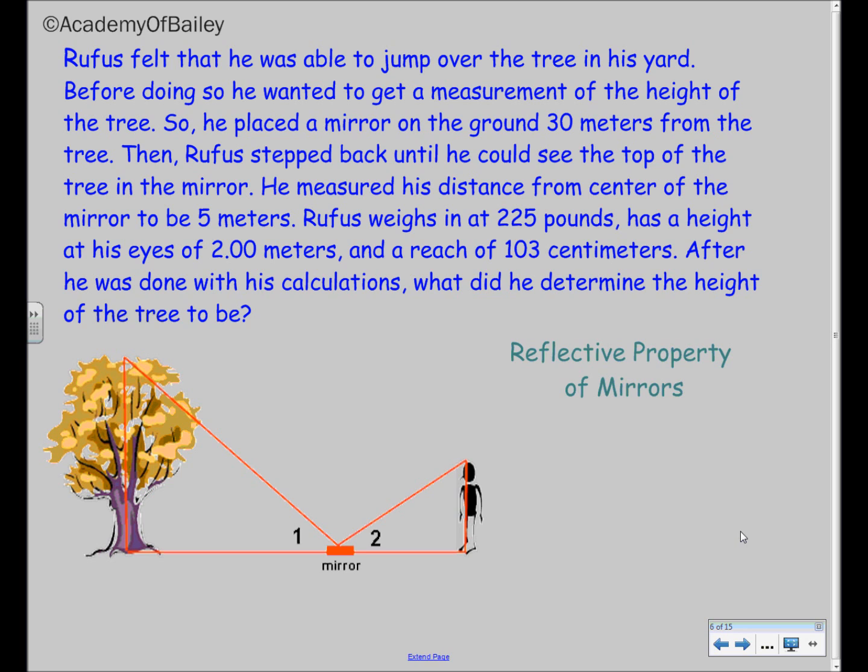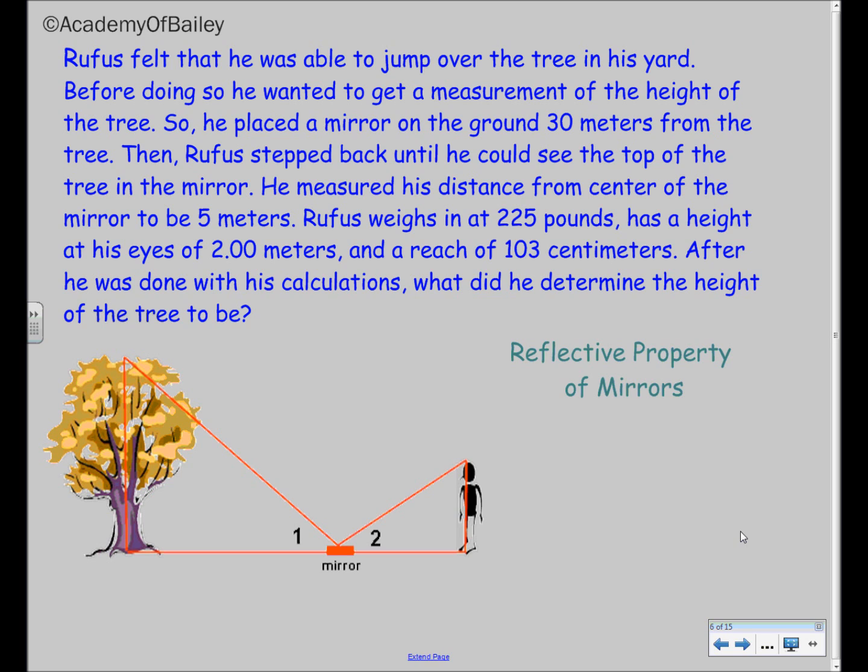Okay, so Rufus is going to try to jump over this tree. I applaud Rufus for trying. I wish I was there to watch. And I'm sure it's going to be a fun time, at least for everybody watching.